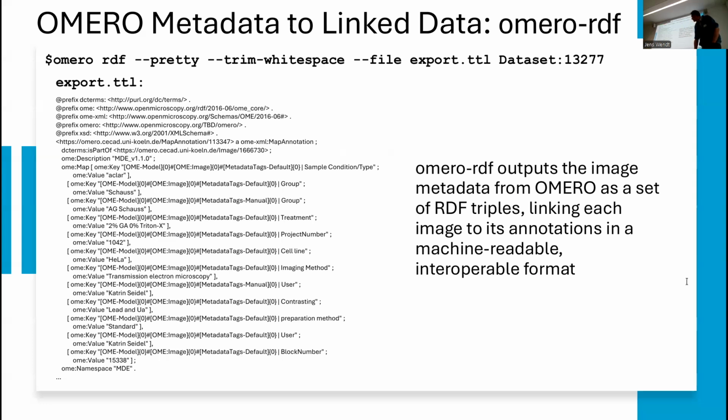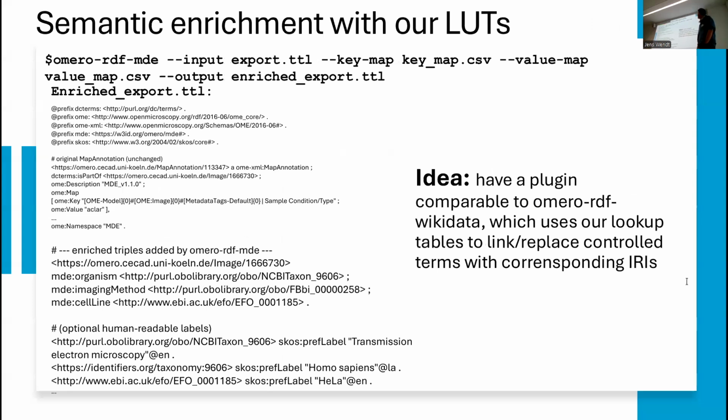So it's an RDF file or RDF output in the terminal. The idea would be, oh sorry, the title is covered, to have a plugin similar to this OMERO RDF Wikidata, which then matches these controlled terms again with the ontology terms, and in the best case produces some useful triples, which then can be used for, I don't know, all kinds of semantic reasoning. This is just a mock-up, but if we're having the hackathon tomorrow, it would be one of my ideas to work on.